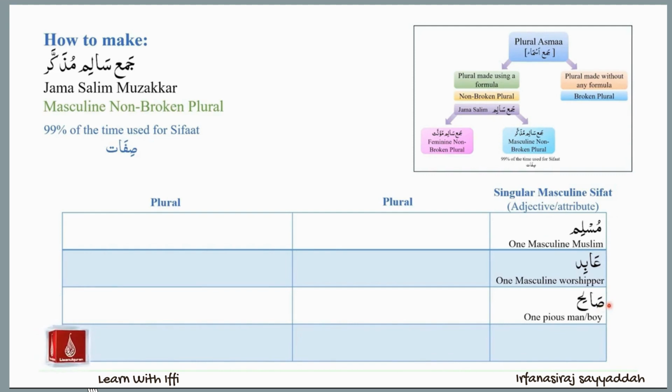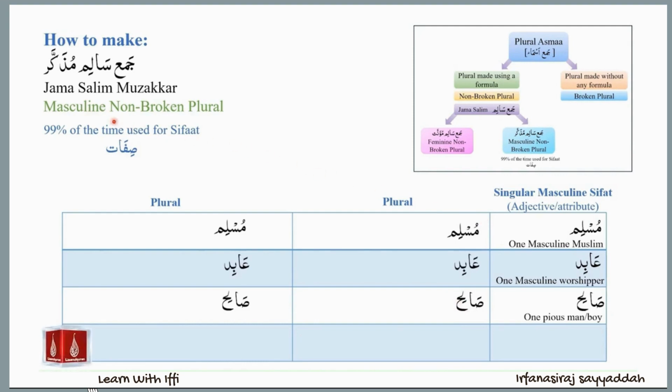So let us find out the formula of how we will convert Muslim and Abid and Saleh into their plural forms. If we notice, there are two options for plural for Muslim and for Abid and for Saleh, which indicates that for each of these asma, the plural will be of two types. The first step in the formula of how to convert Muslim and Abid and Saleh into their plural forms is to simply copy these words and to paste them in their plural sections.